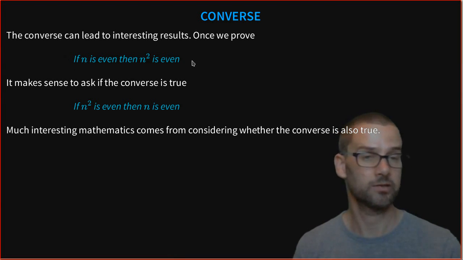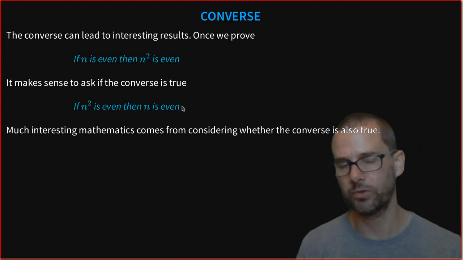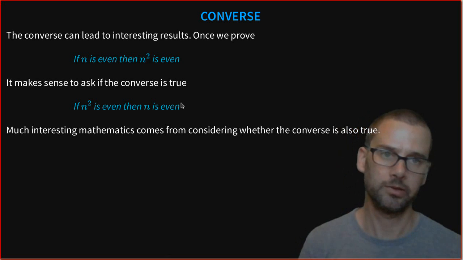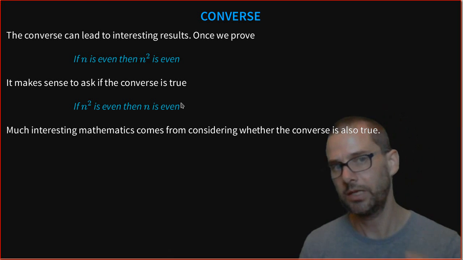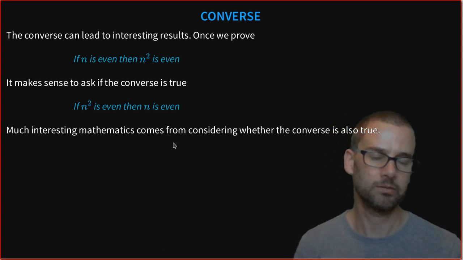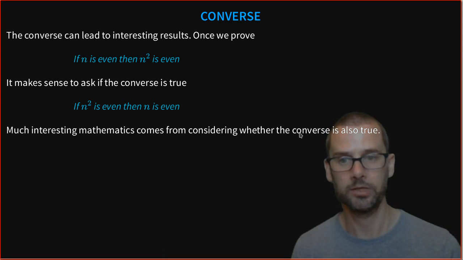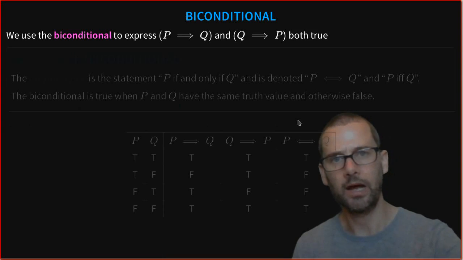This is often very, very difficult to prove, one of these two directions. So if n is even, then n squared is even, that's pretty straightforward. If n squared is even, then n is even, that's a bit more difficult. Once you've done a little bit of proving things, it's also straightforward, but initially it's a little bit more difficult. So many interesting mathematical statements and results come from considering whether the converse is true as well as the original implication.